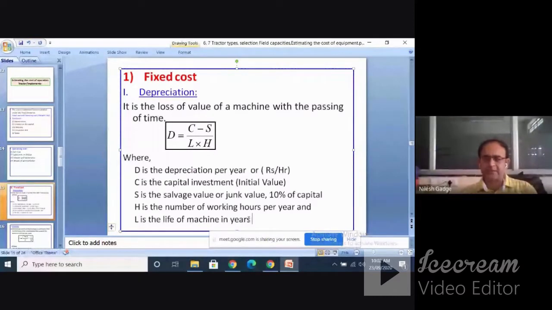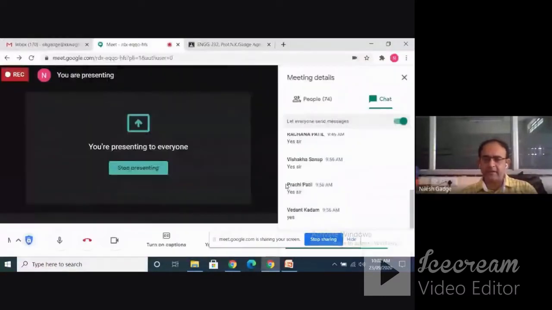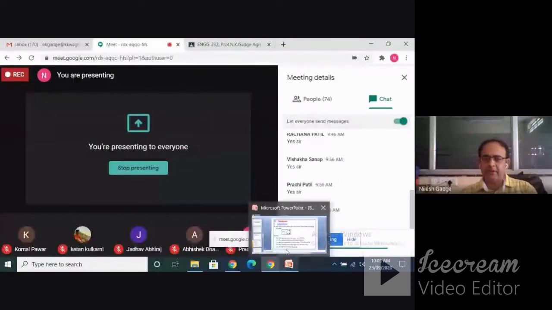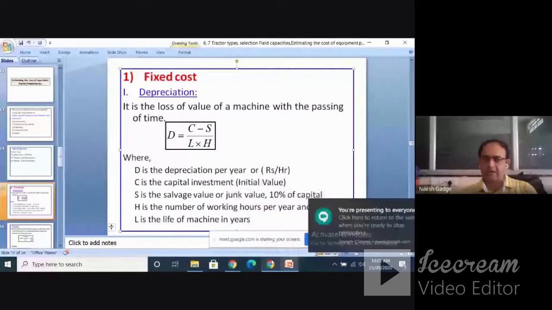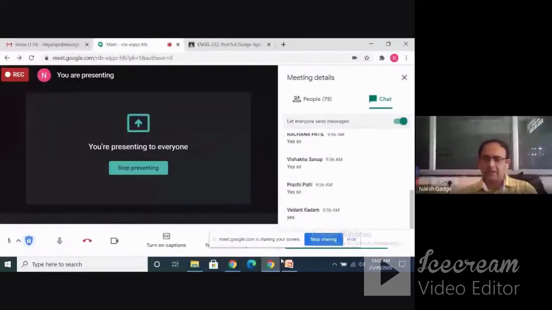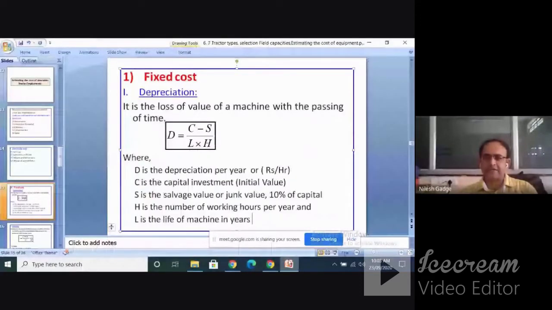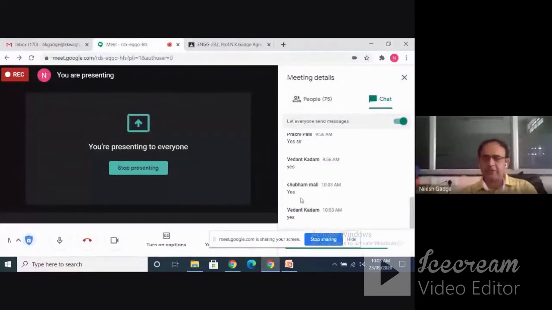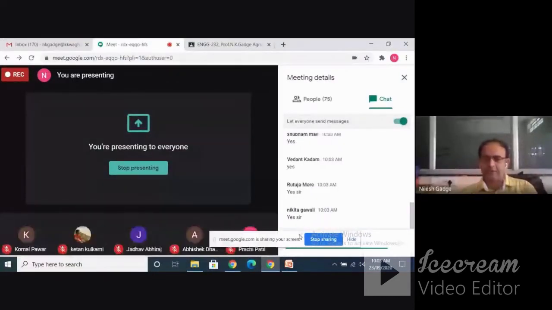So write down all these terms. Type them, and let me know if you have finished or not. Have you finished writing this fixed cost? It is the loss of value of machine with the passing time. This is the definition, and this is the formula to calculate depreciation, and these are the notations. So if you have finished, you can speak and tell me. Okay, Vedant, you have finished. Shivam Mali, you have finished. Okay, Rutuja. Okay, Nikita. Okay, thank you.